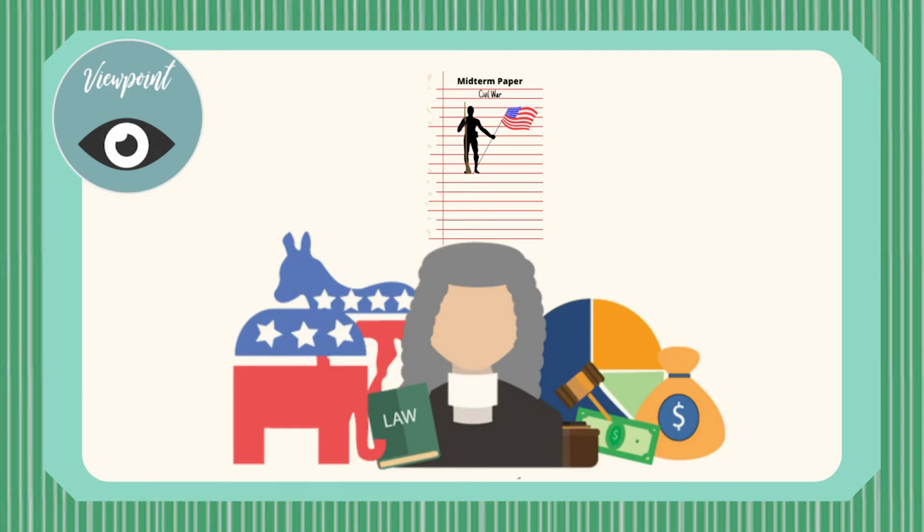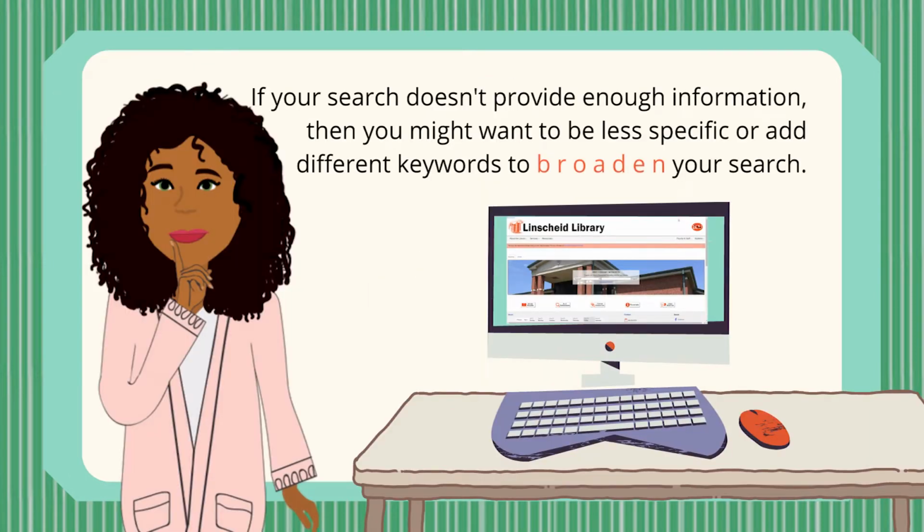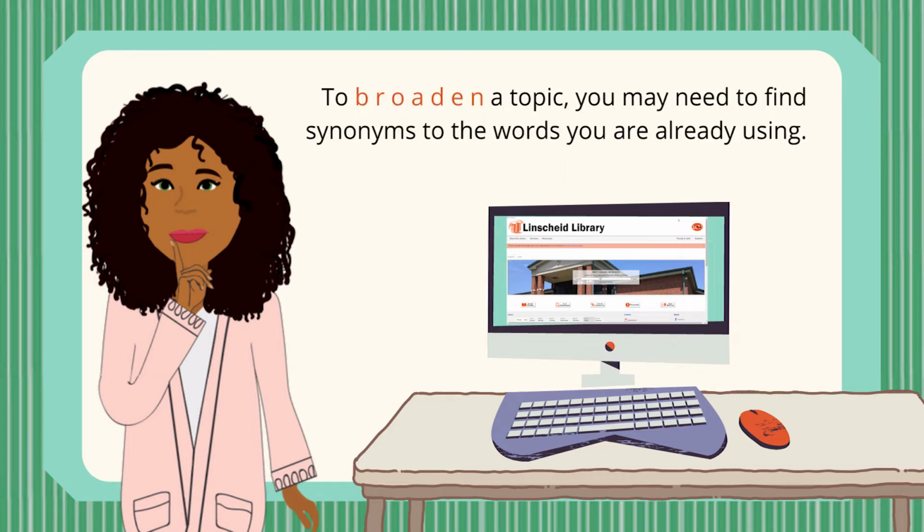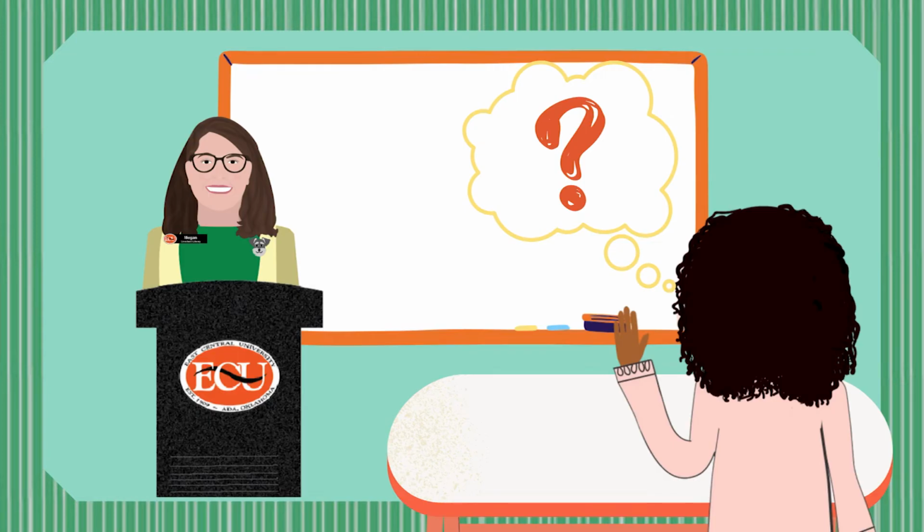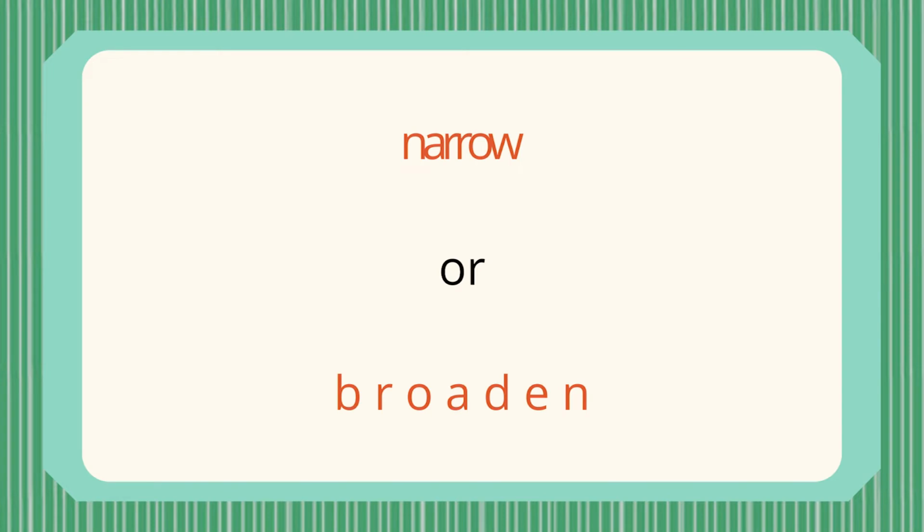If your search doesn't provide enough information, then you might want to be less specific or add different keywords to broaden your search. To broaden a topic, you may need to find synonyms to the words you are already using. Some writers may use different terms to describe an event or place. This will give you more results as you search for information resources. Remember, asking questions can help you determine how much information is available on your topic and whether you need to narrow or broaden your search terms.